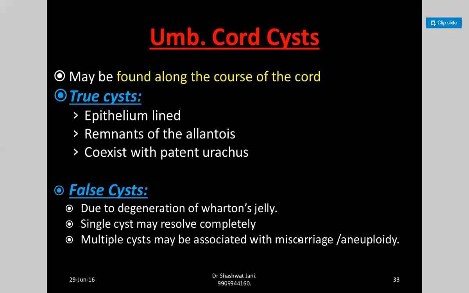Sometimes the covering around the umbilical cord degenerates and leads to a false cyst. A single cyst may resolve completely, but if there is more than one, that is multiple cysts, it may be associated with miscarriage or aneuploidy. Miscarriage means it leads to abortion. So that is the risk of it.